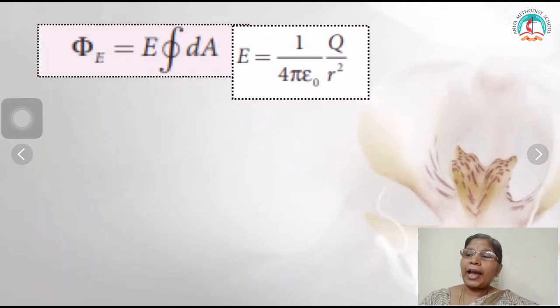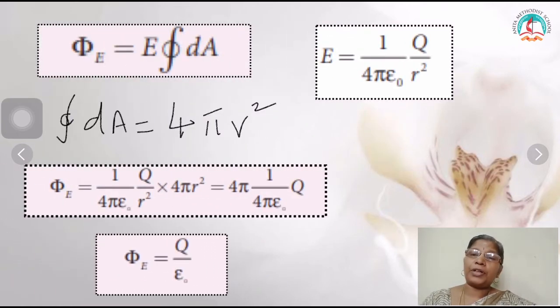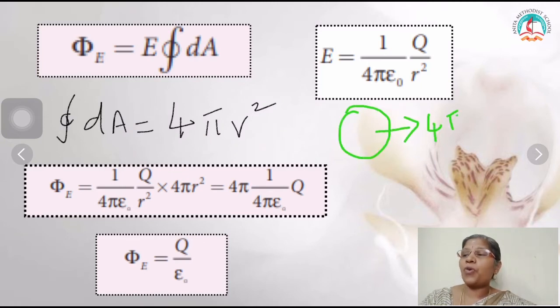Okay. Now, how to derive the formula for Gauss law, how to calculate the value. Phi E equals the integral; the area is the variable one, which I keep inside the integration, and you take E outside. You know the formula for E: E equal to 1 by 4 pi epsilon 0 times Q divided by R square. We are calculating on a spherical surface, and the area of the sphere is 4 pi R square. So dA equals 4 pi R square.